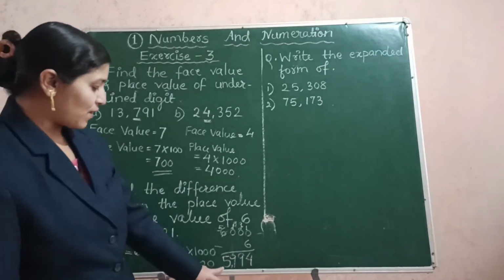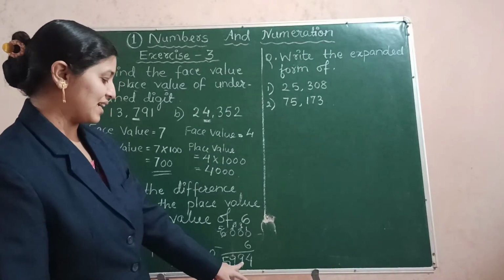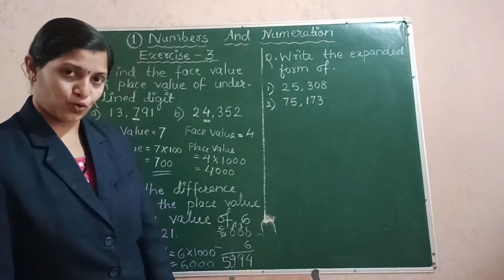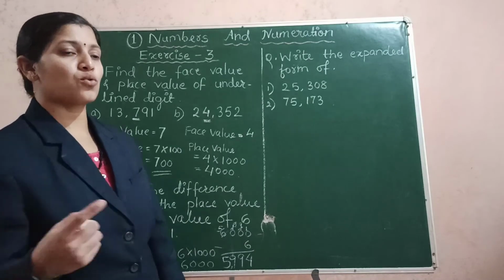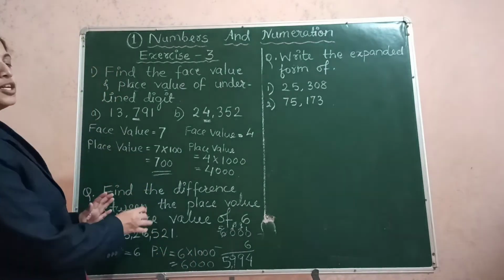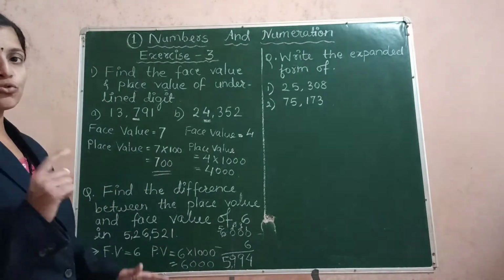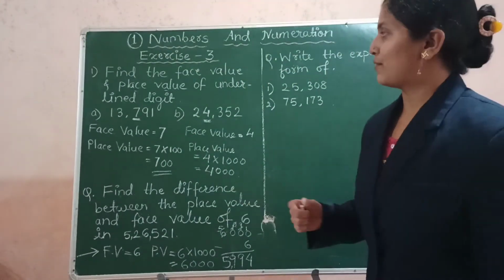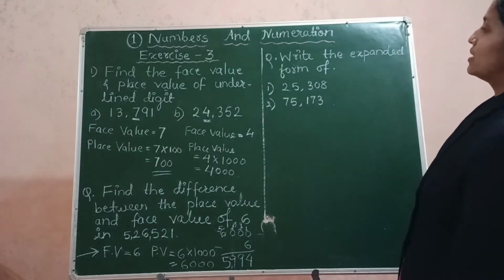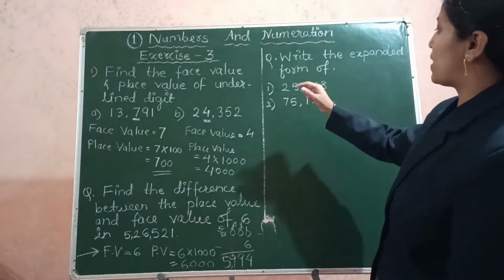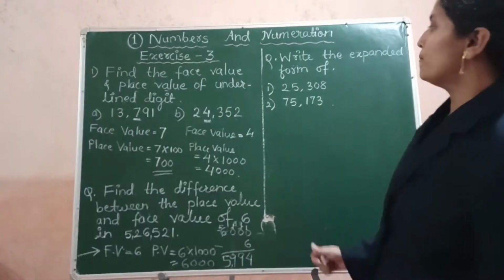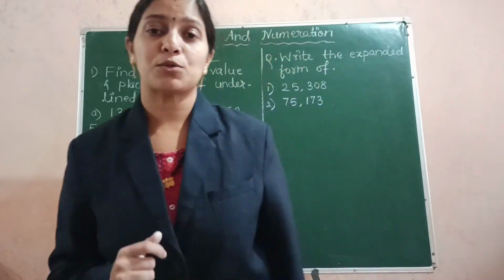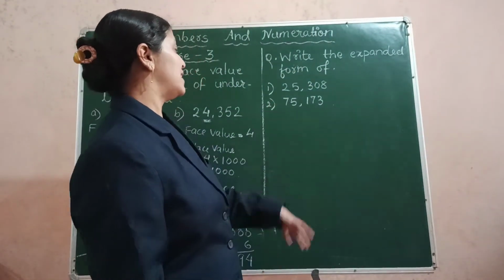It is 5994. Okay. There is also one more example similar to this. You have to solve it on your own. If you find any difficulty, then I will help you in solving it. The next question is, write the expanded form of the numbers.